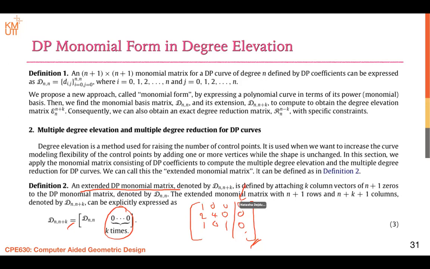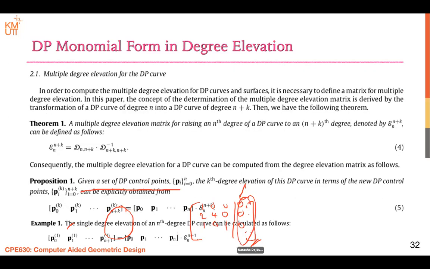If I want to do 2 degree elevation, I add 2 more columns. But this time I want to find just a single degree elevation, so I just add 1 column, and then I can get the degree elevation for the DP curve. But in this paper, I want to make it general, so I try to show the multiple degree elevation for a DP curve of any degree elevation.